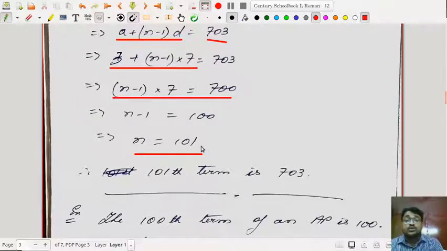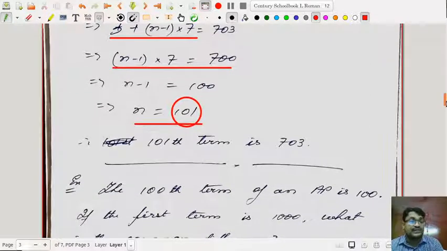While doing this type of problem, if you somehow get n as a fraction, or anything other than a positive integer, then either your calculations are incorrect, or the AP does not have a term of this type. Say I get 101 by 2. In that case we can conclude that the arithmetic progression does not have a term which is 703. So your n should always be a positive integer. n should not be negative, right?